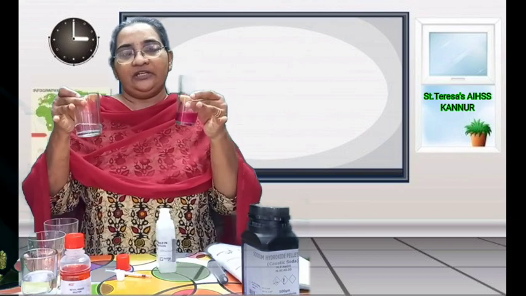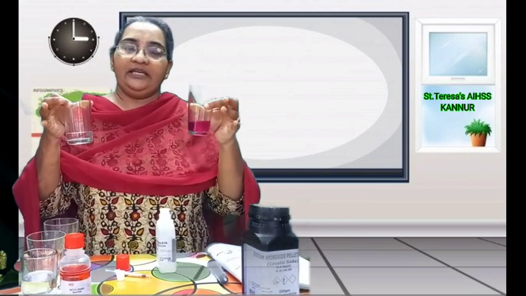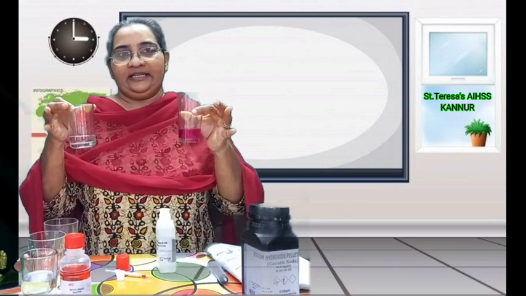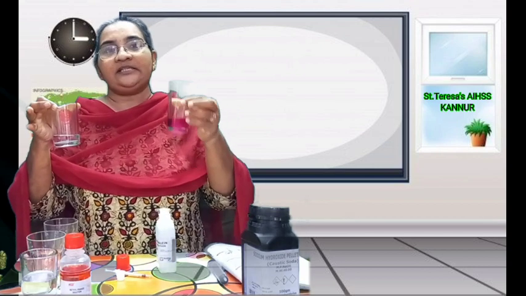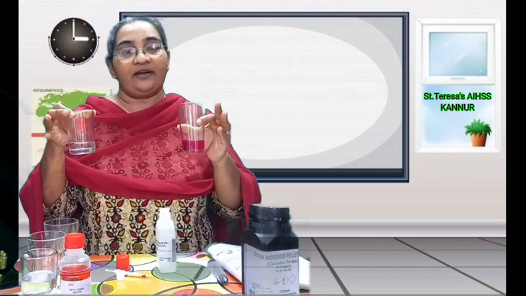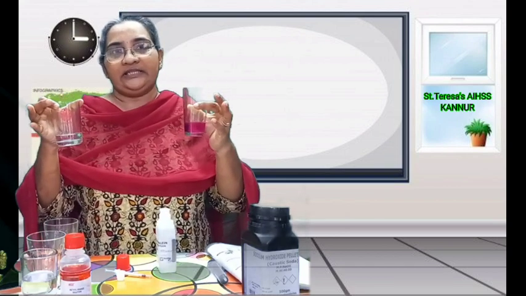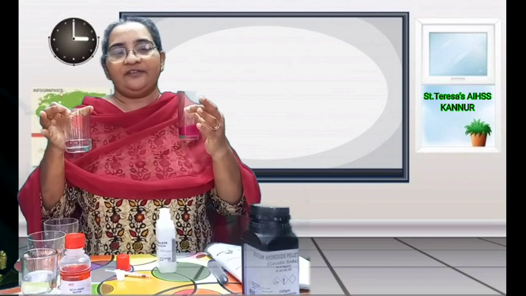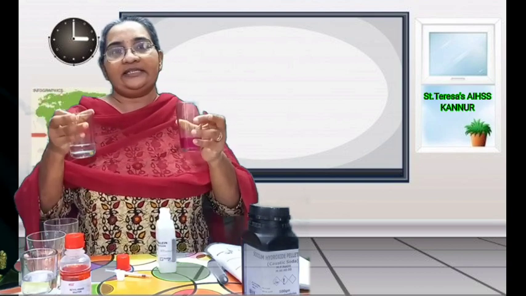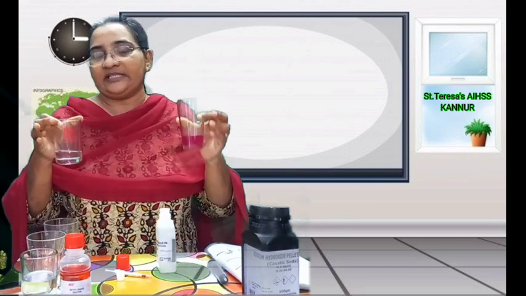So what can we use this as? Yes, this indicator can be used to identify an alkali. So when we are doing experiments, we can use this phenolphthalein to identify whether it is an acid or an alkali, because we know all the laboratory things come colorless, so it is difficult for us to identify anything. So phenolphthalein indicator can be used to find out whether it is an alkali. In alkali, it will change color.